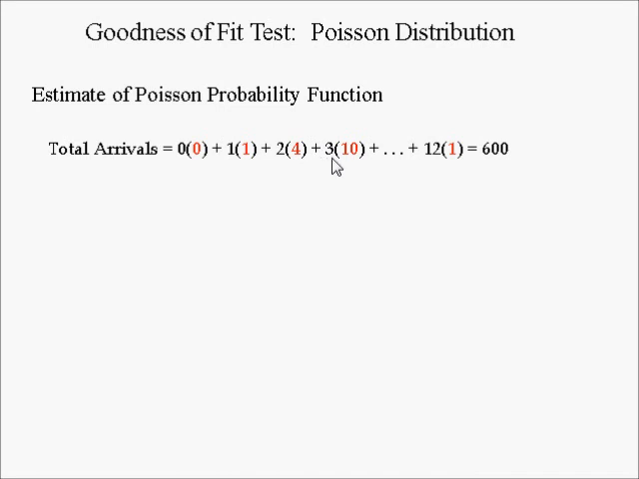And then 3 cars entering the parking garage during a 1 minute time interval. That occurred 10 times. And we do that for all values of X, with the last one being 12 cars entering the garage in a 1 minute time interval, which only happened once. Note, the numbers in red here are the observed frequencies, while the numbers in black here represent how many cars were in each 1 minute time interval.